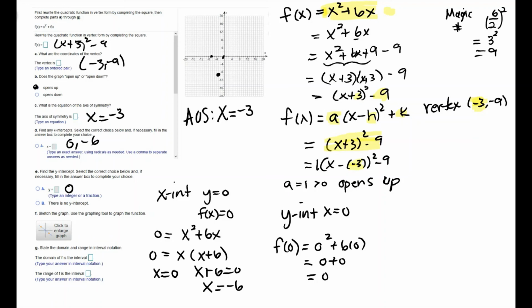So we have a parabola. You remember this vertex is a special point. That's your turning point. We said this parabola is going to open up. So there's our graph. The final parts are finding the domain and range. The domain of every polynomial function, quadratic function, is -infinity to infinity. And the range is going to start at that vertex and go all the way up to infinity. Those are the y values that are covered by this graph. So our vertex is at -9, so our range starts at -9, -9 to infinity.